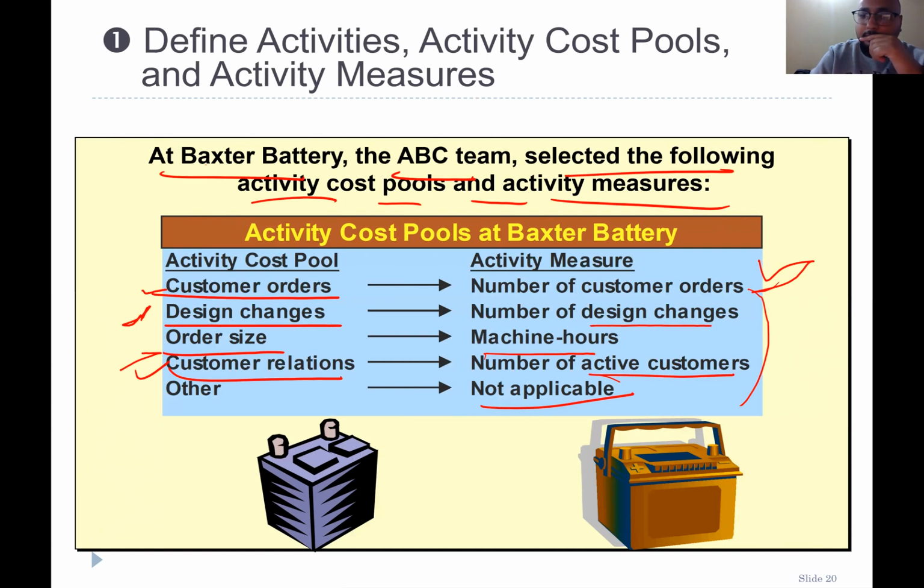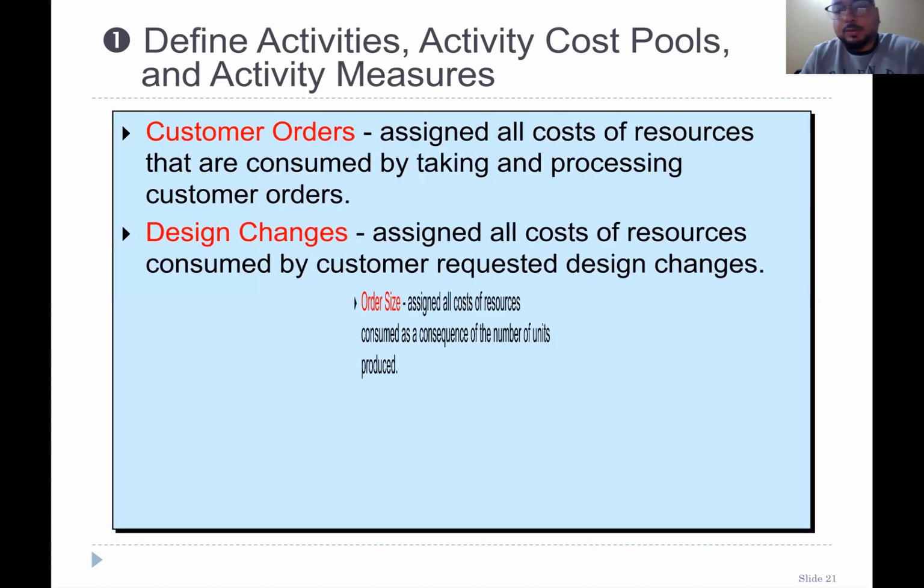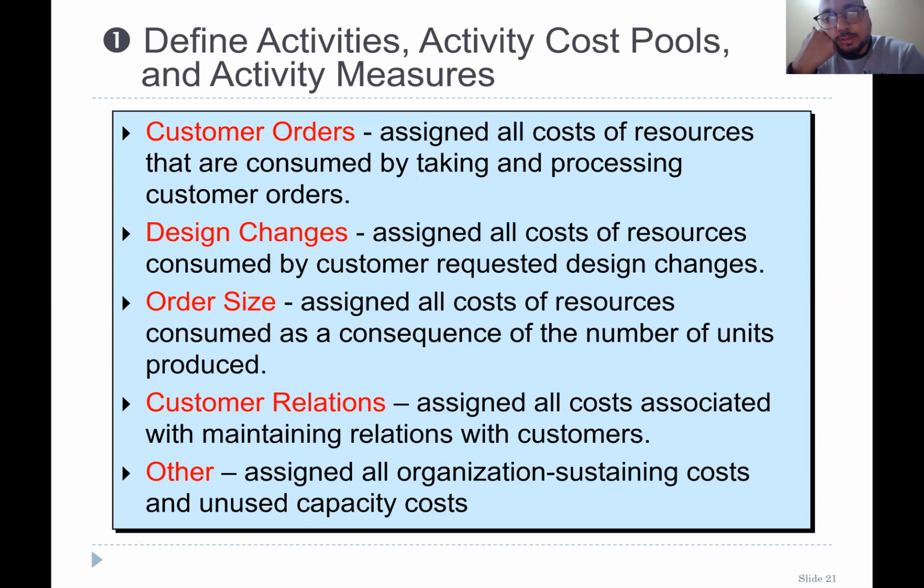So let's talk about this. We have given the segregation here. We have customer orders, and they have defined what we mean by customer order: assign all the cost of resources that are consumed by taking and processing customer orders. Design changes means assign all the cost of resources consumed by customer-requested design changes, like the cost of applying different logos, machines, or dies for specific logos.